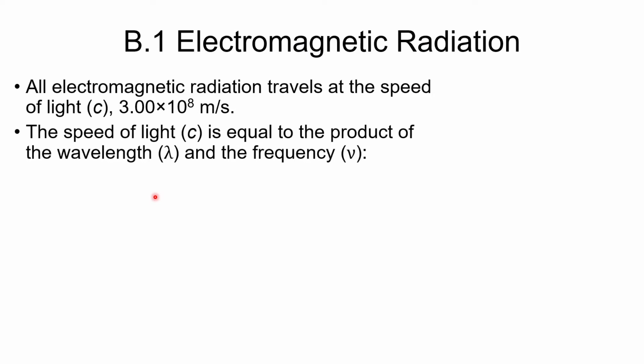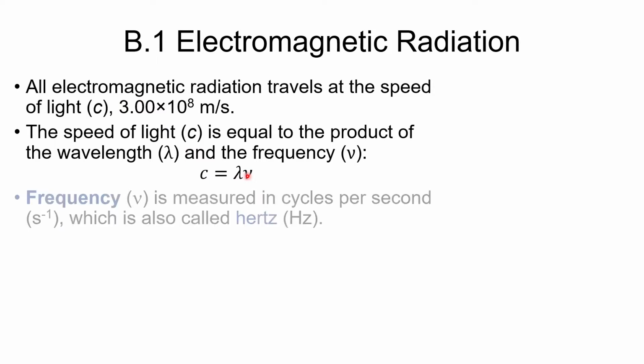So we'll find that the speed of light is equal to the wavelength times the frequency. So c, which is that speed of light, is equal to the wavelength of the light times the frequency of the light. And the frequency is measured in cycles per second or waves per second. Sometimes that is called hertz. So if you see Hz, that is the same thing as reciprocal seconds.